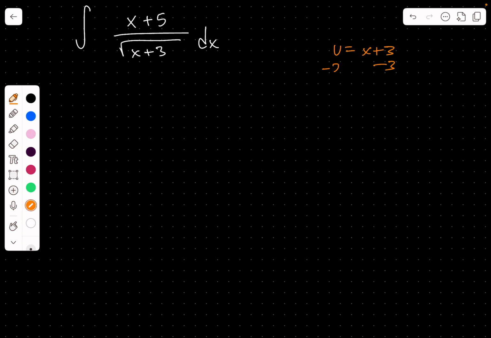We're going to solve for x. x equals u minus 3. Rewrite the whole integral in terms of u, right?